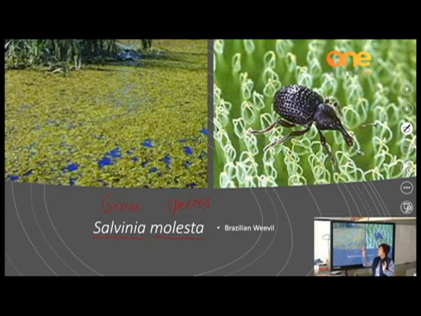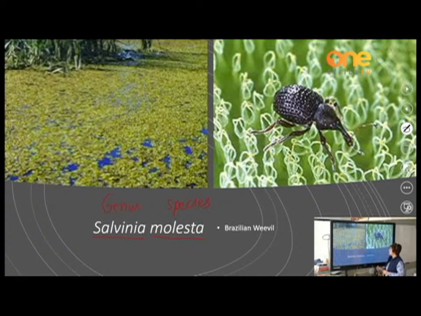And if you want to drive on it with a boat, especially a motorboat, this will hook on the propellers and it will damage your boat. So a really, really bad problem.